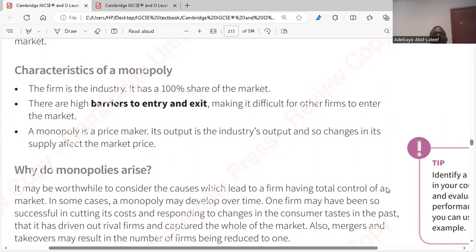The third one, a monopoly is a price maker. Its output is the industry's output, and so changes in its supply affect the market price. Whatever it produces is what the industry will produce, so it decides the price to sell. It could choose not to supply the market because it's the only one supplying. So it's a price maker.